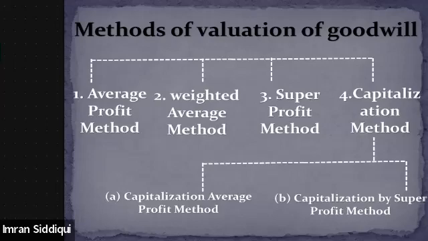Yeah. So we have already understood and covered the various methods of the valuation of goodwill, such as the average profit method, weighted average method, and super profit method. We did questions based on the average profit, weighted profit, and super profit methods, and we understood the formula for the capitalization method only. We are yet to solve a question based on the capitalization method.